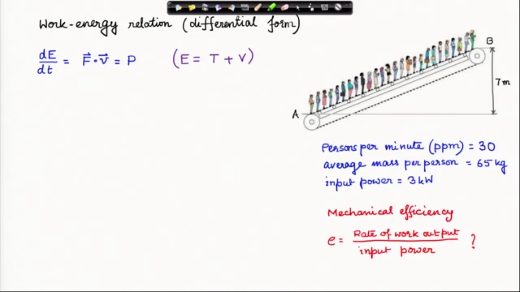Of course, here the power supplied is given to the motor, and the rate of doing work of the escalator has to be calculated, and then there will be a difference. Why this difference? Because there are losses. This is not a conservative system, there are losses. We have to find out how much is the efficiency.